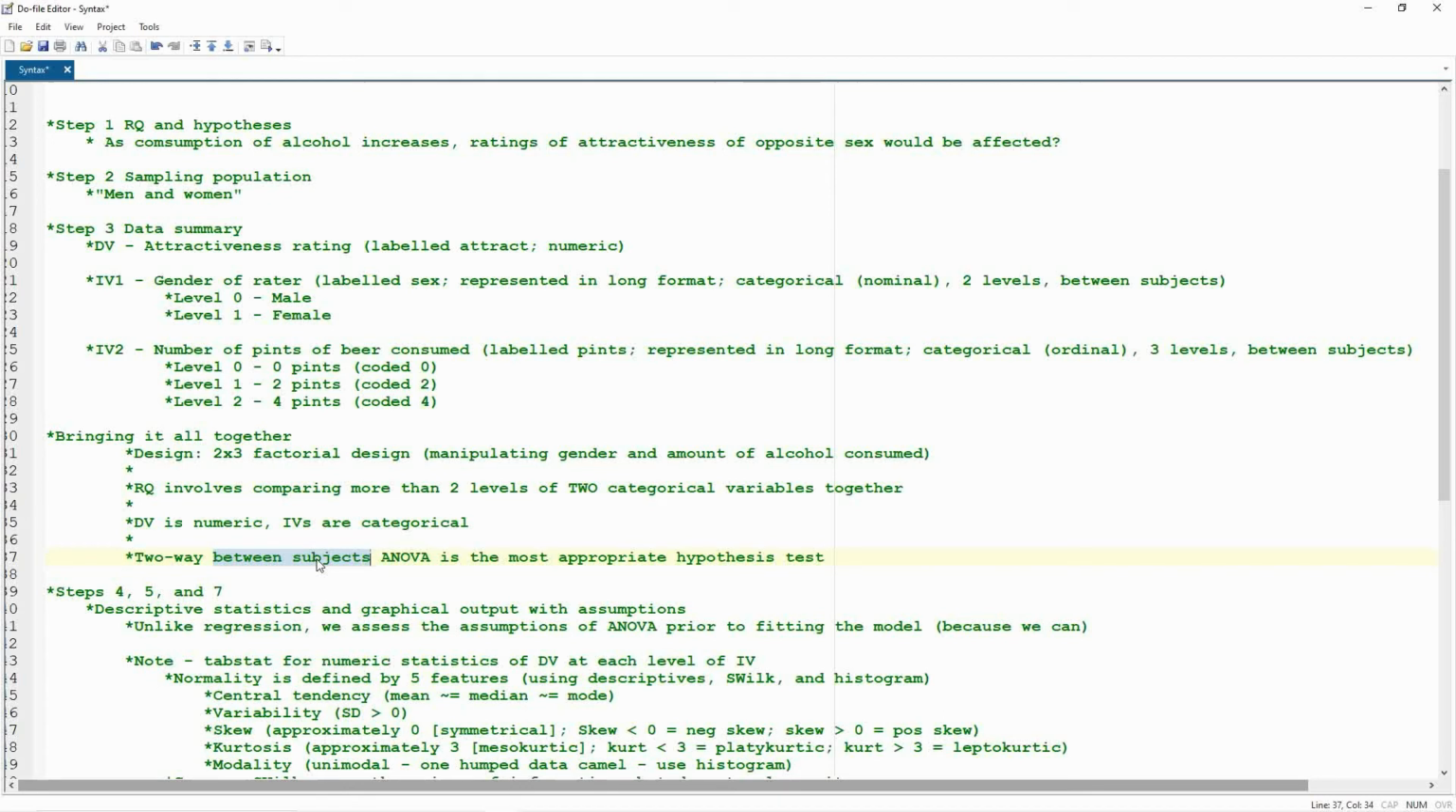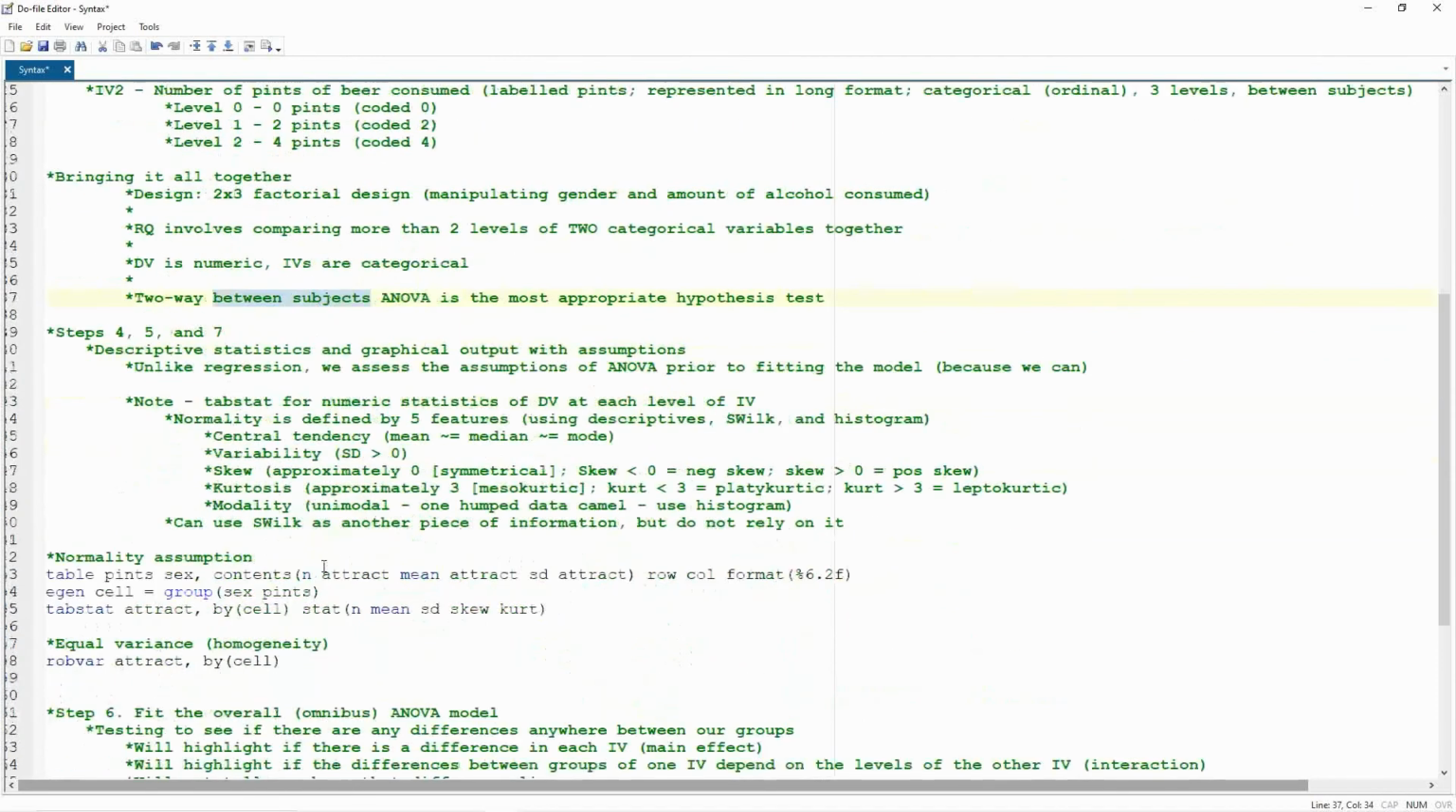Alright, let's move on. As we've done in previous weeks, for ANOVA, steps 4, 5, and 7 basically get combined together. Because when you're doing your descriptives with ANOVA, remember we're interested in what the DV looks like at each level of the IV, which is technically bivariate. But we are also assessing assumptions at this point, because we can do this before the ANOVA.